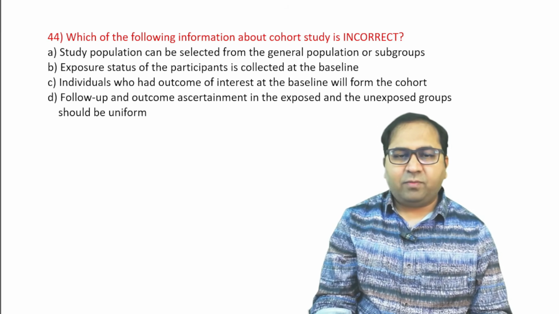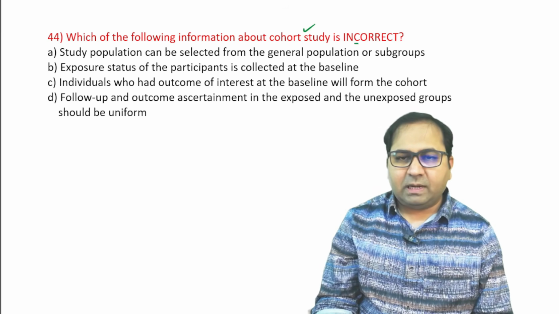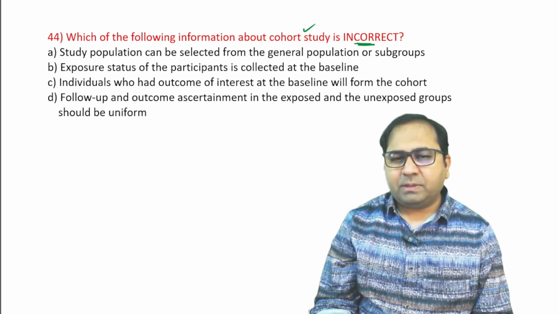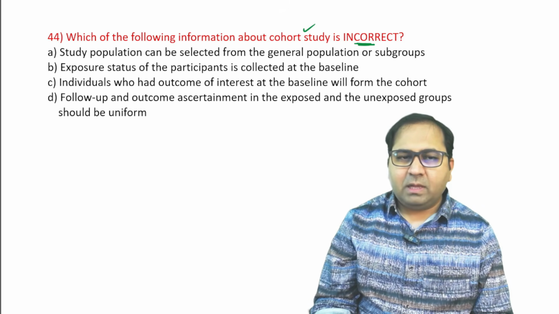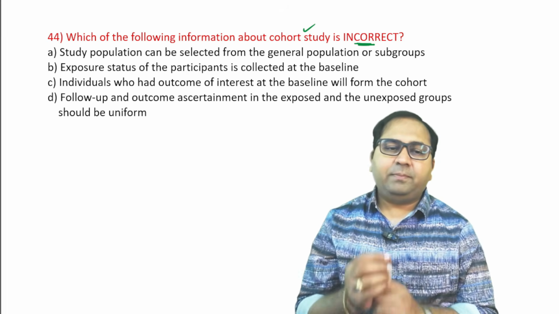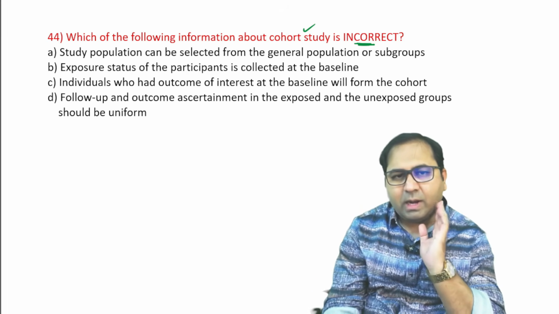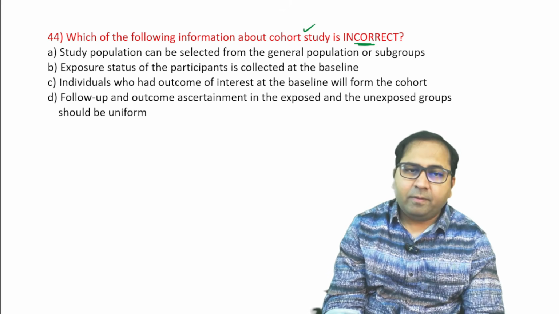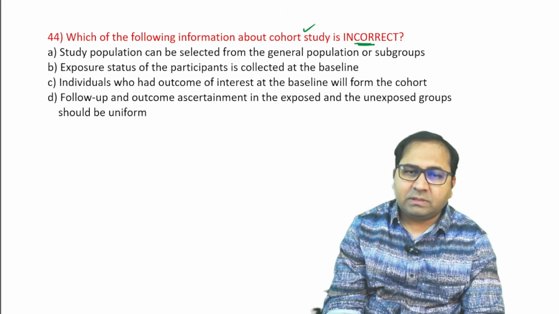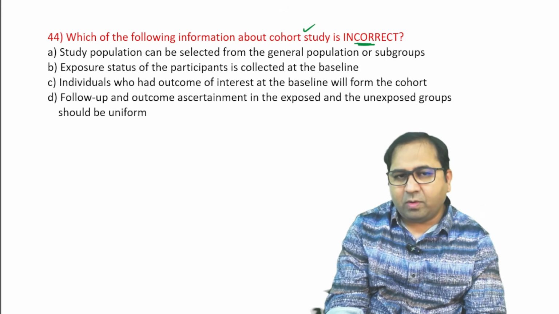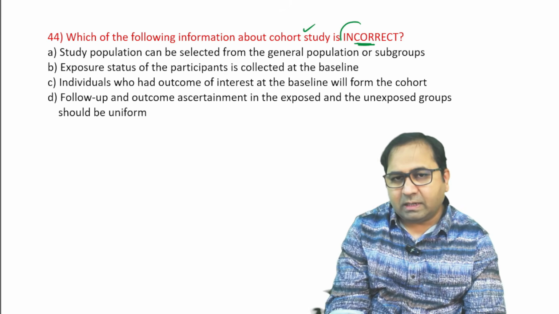Next question. Which of the following information about cohort study is incorrect? Options are A, study population can be selected from the general population or subgroups; or B, exposure status of the participants is collected at the baseline; or C, individuals who had outcome of interest at the baseline will form the cohort; or D, follow-up and outcome ascertainment in the exposed and the unexposed group should be uniform. So which of the following information about cohort study is incorrect?